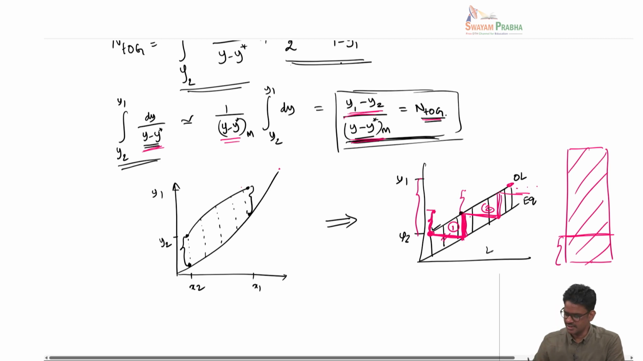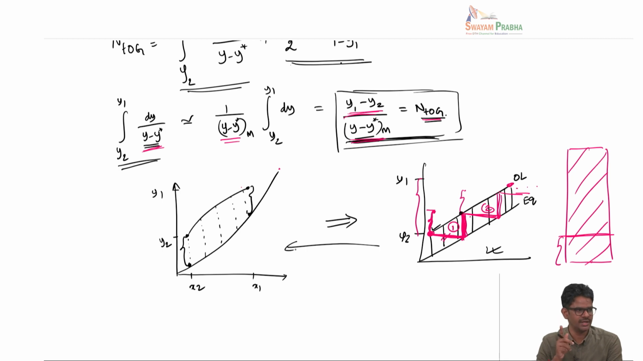So this is a kind of model problem. We will come back to this actual problem with this understanding of what a number of transfer units actually means: in one transfer unit, the actual composition change is equal to the average driving force. That's the definition of one transfer unit. But in the actual column, how many such transfer units are there to achieve this entire composition change? That's what we have to calculate.